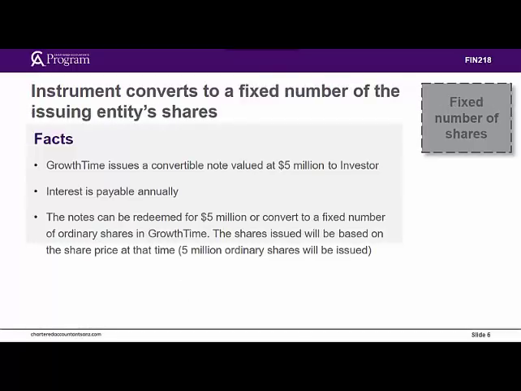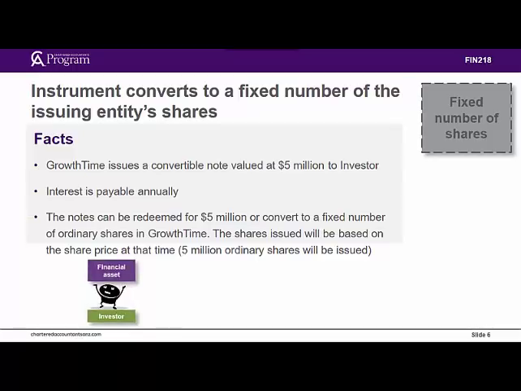Let's move on now to look at what happens when we've got a fixed number of shares being issued. Again, we've got Growth Time issuing a convertible note valued at $5 million, and they're issued to a company called Investor. Interest is payable annually, but now the notes can be redeemed for $5 million or convert to a fixed number of ordinary shares in Growth Time. The shares issued by Growth Time will be based on the share price at that time. So 5 million ordinary shares will be issued to Investor if they choose to convert.